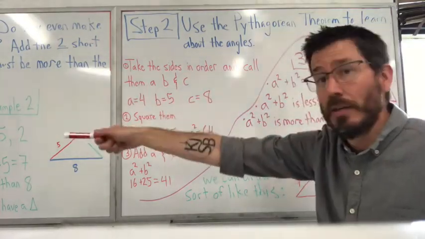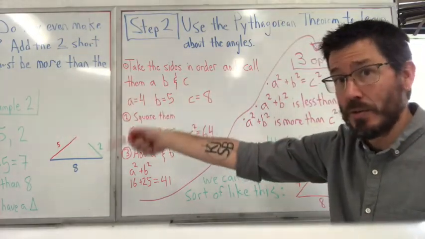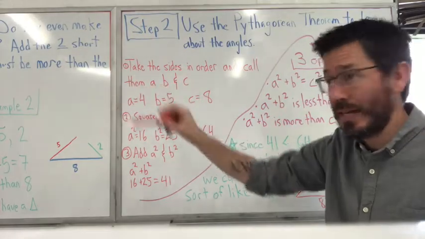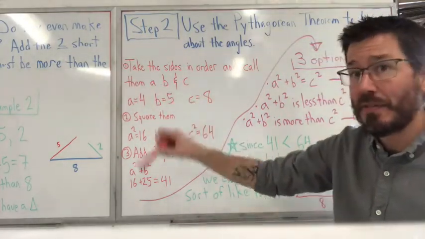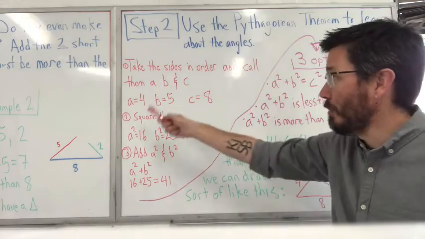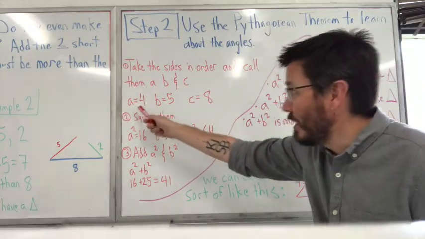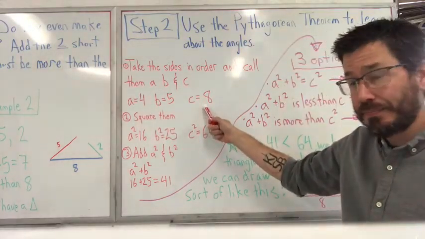Remember, example 2, there was nothing else to do. It was not a triangle. I'm working with example 1. You can't see it, but there are three sides, 8, 5, and 4. Look at your notes. So we're going to put them in order and call them A, B, and C. A is 4, B is 5, C is 8.